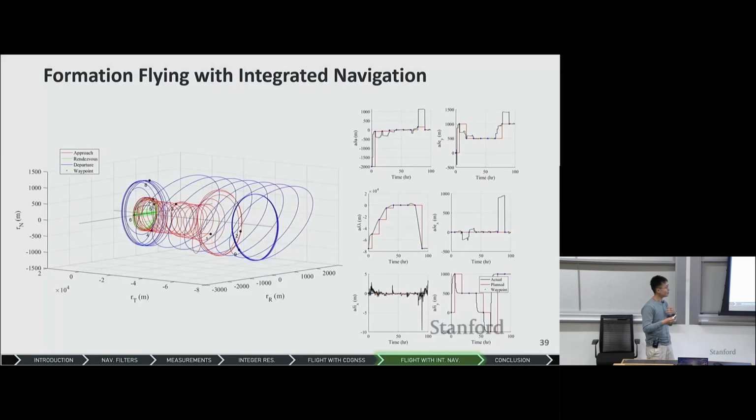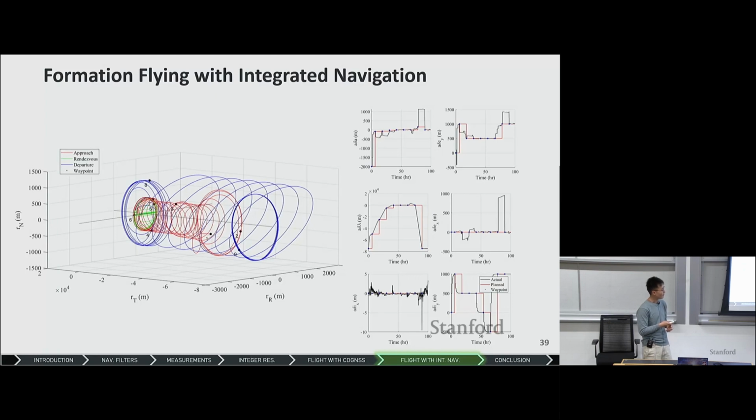We have demonstrated some inspection and rendezvous type scenarios between close and far range. So this is one of the scenarios where it does an approach and then it does a very close range rendezvous, and then it departs and goes back to its original waypoint.